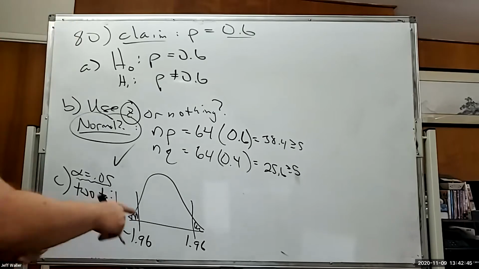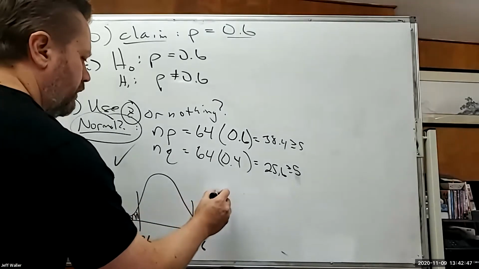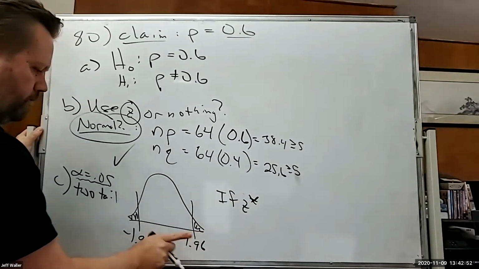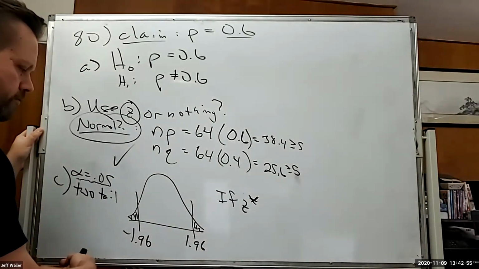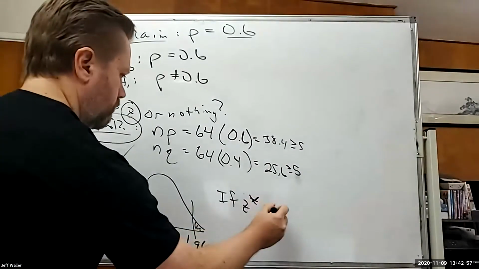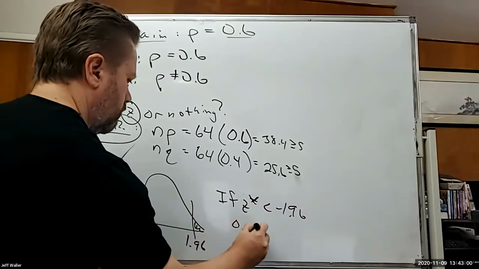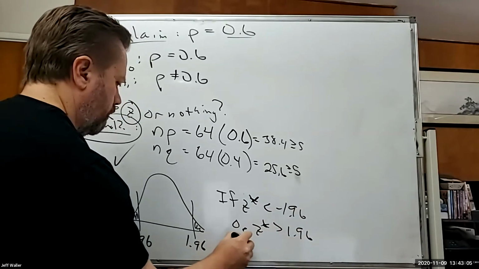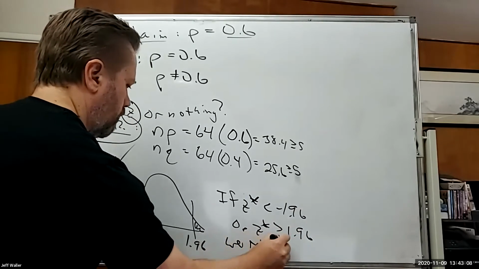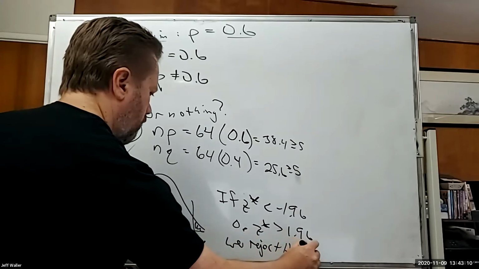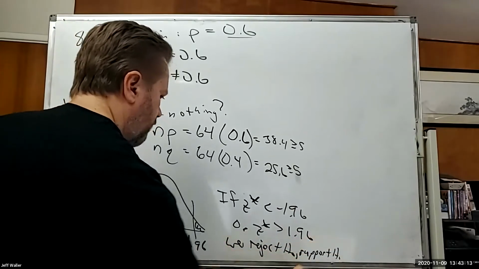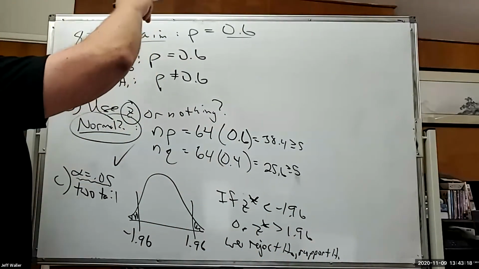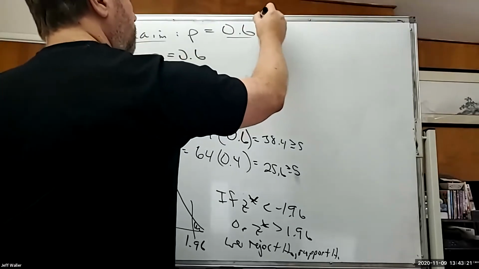Okay. So can we put this in words? If Z star is less than negative 1.96 or greater than 1.96, we can do what? Reject the H naught, support the H a. If you learn nothing else from college, reject the H naught, support the H a. So that's number 80, and now we're at D.